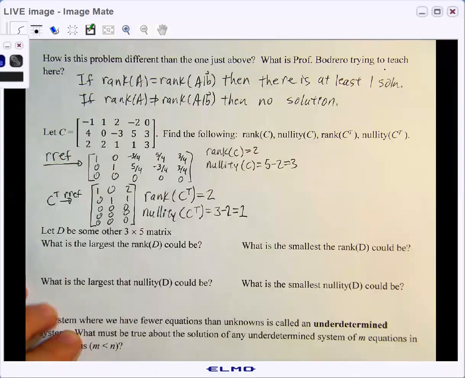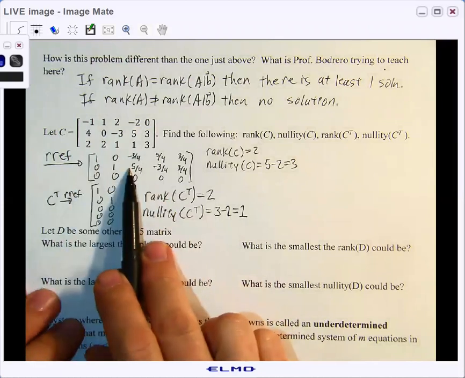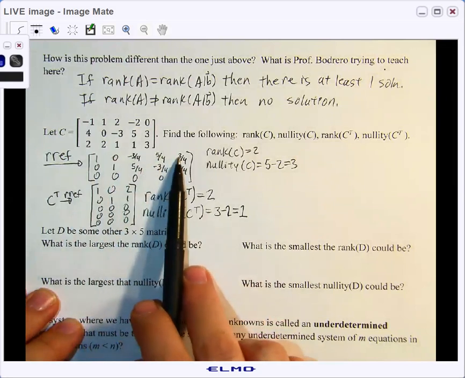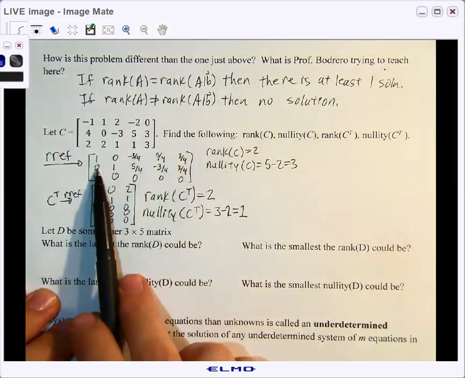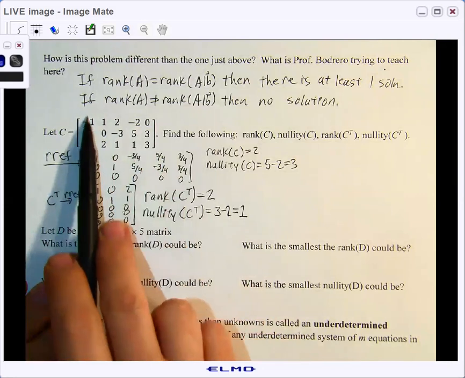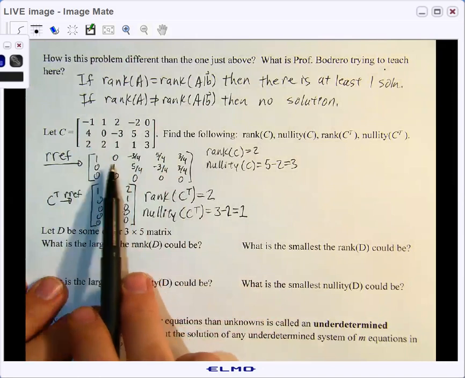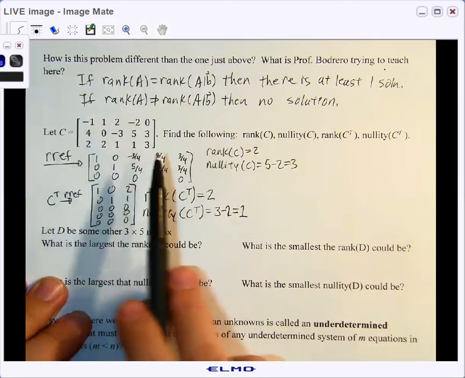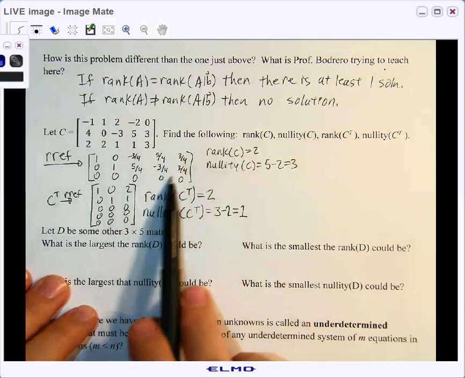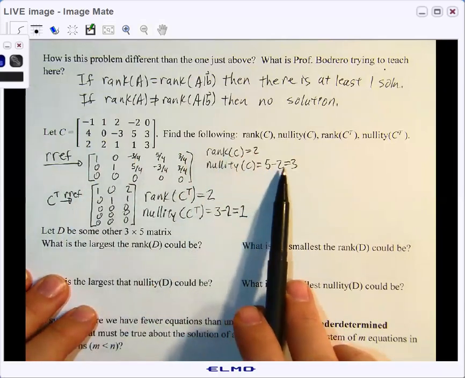Okay, let's compare work. So I RREF'd the matrix C, and I find out that I've got 2 leading ones. So a basis for the row space would be 1, 0, negative 3/4, 5/4, 3/4, and 0, 1, 5/4, negative 3/4, 3/4. A basis for the column space would be the first and second columns of the original matrix. And so since each of those bases of row and column spaces have 2 vectors, they will be a rank of 2. And the nullity is the number of columns minus the rank. So 5 minus 2 is 3.